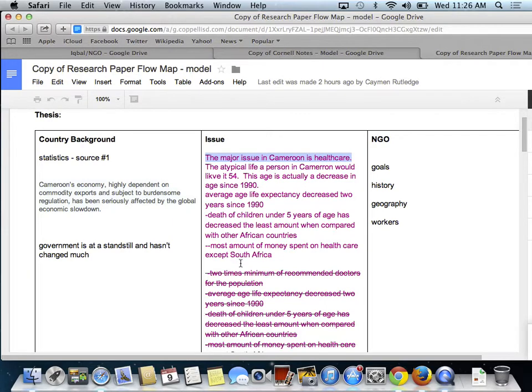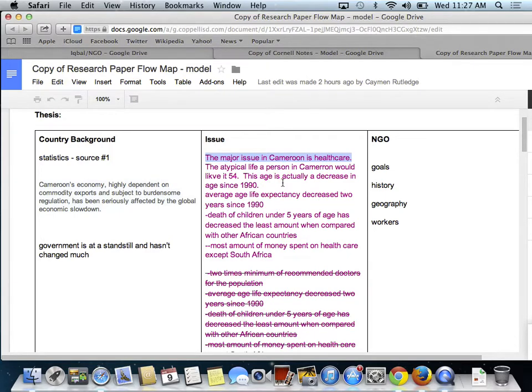I pulled my different facts that I had down here and put them in a logical order for me to progress through my paragraph. They're not necessarily in the correct order when I first pull them up and copy them over into the flow map, so I do have to rearrange the information.